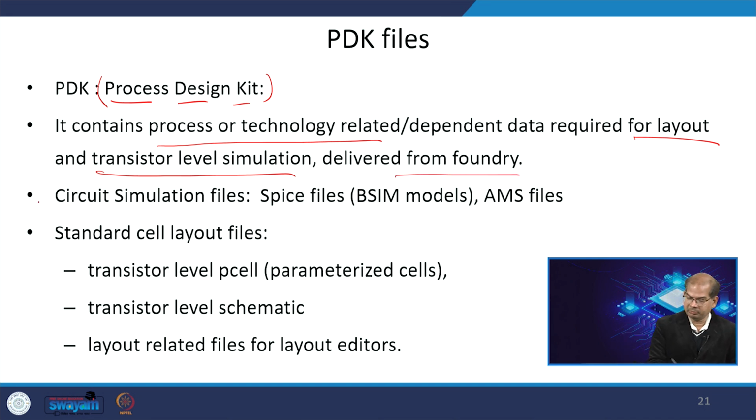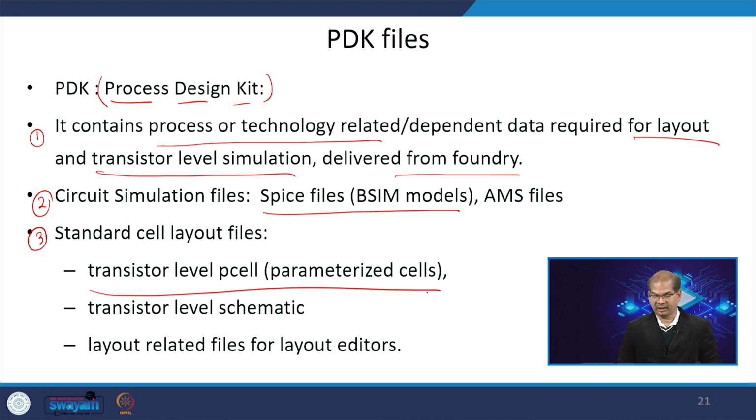Okay. Then we have some files, this is the first one. Then you have circuit simulation files. The SPICE file and the BSIM model files will be provided by the foundry for doing the simulations. Then the third one is the layouts, standard cell layouts, transistor level P cell, parameterized cells. This is 3A. 3B is the transistor level schematic or the CDL. Okay. CDL will be provided. Then the 3C is basically layout related files for layout editors.